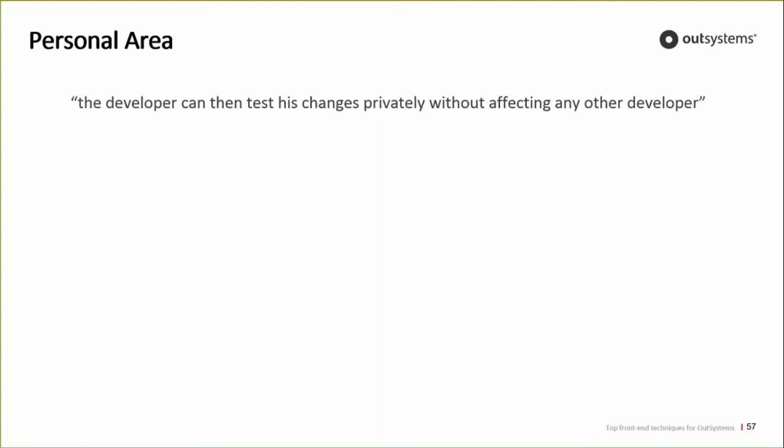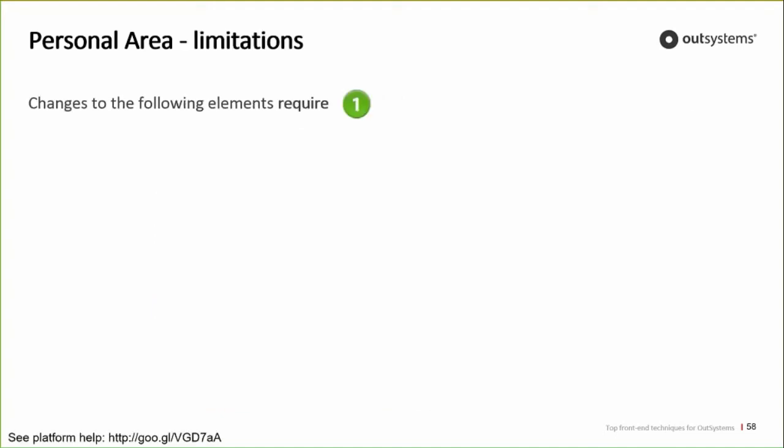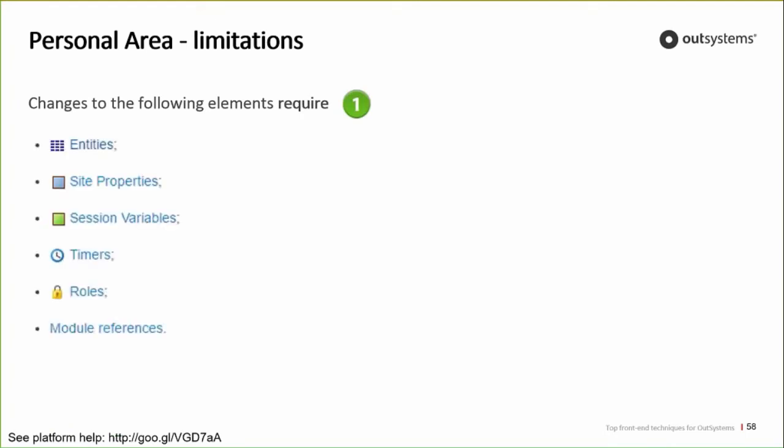So how can you actually achieve this or use this? This feature is slightly hidden. What you need to do is go to the debugger, and it's exactly the first option: Run and debug in your environment personal area. You just click F6. That's a shortcut, and it starts publishing your application, but to your personal area. There are limitations when you change some of these elements, such as entities, site properties, session variables, timers, roles, or references. You will be obligated to publish the application, not only to your personal area, but to everyone's, to the public area.